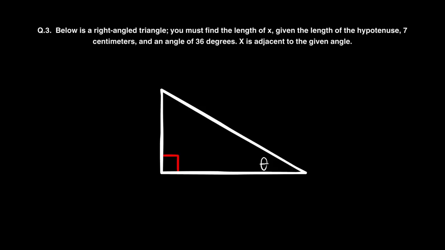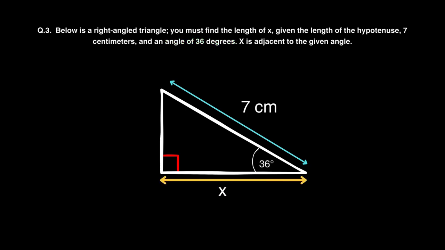Below is a right-angled triangle. You must find the length of x, given the length of the hypotenuse, 7 centimeters, and an angle of 36 degrees. X is adjacent to the given angle.